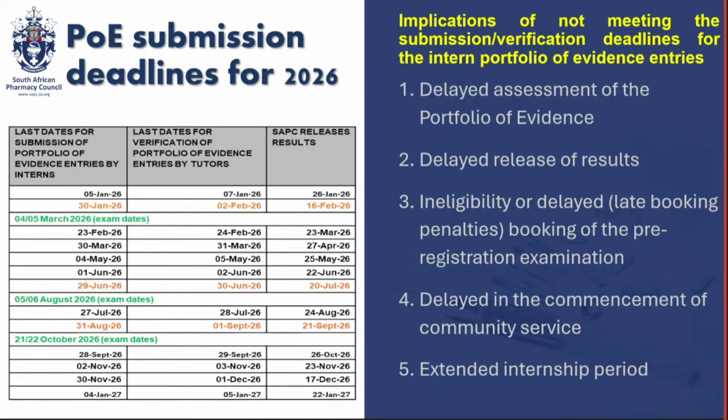What are the implications of not meeting the submission or verification deadlines for the portfolio of evidence entries? Delayed assessment of the portfolio of evidence. If they miss the deadline, it doesn't come within the cycle of marking, and then they'll have to move forward to the next cycle, which delays them and delays the release of results. Ineligibility or delayed or late booking penalties in terms of the pre-reg exam. They won't be able to fulfill the pre-reg requirements in terms of the dates that they need to meet. Remember, there's a requirement in order for them to write the pre-reg exam. Delayed commencement of the community service. We have a lot of interns who don't pass and end up not starting their community service at the beginning of January, purely because they haven't fulfilled the requirements of the portfolio of evidence submissions. And that means they extend their internship period, which comes with multiple problems thereafter for them.